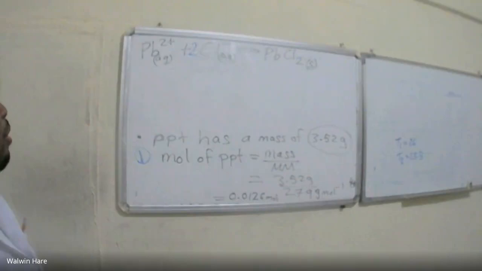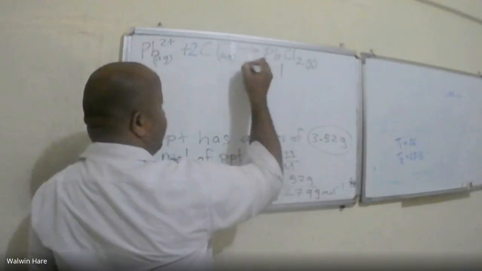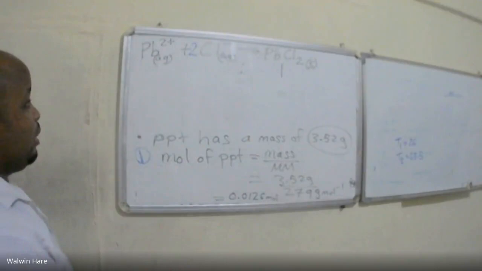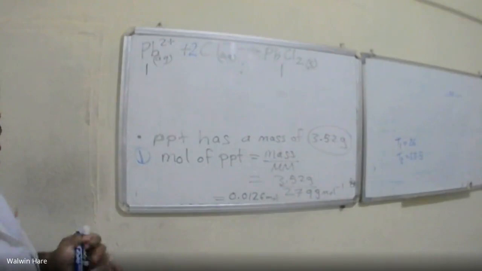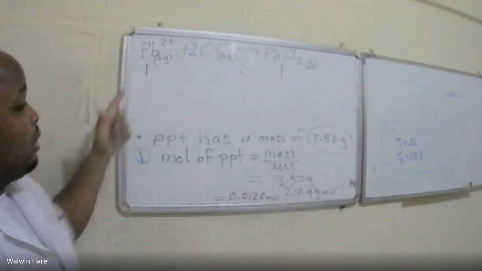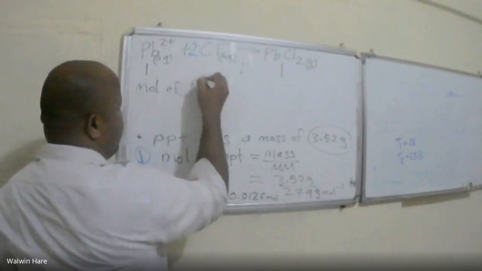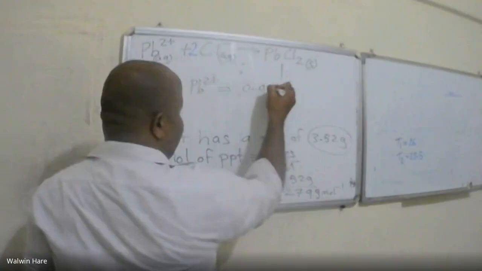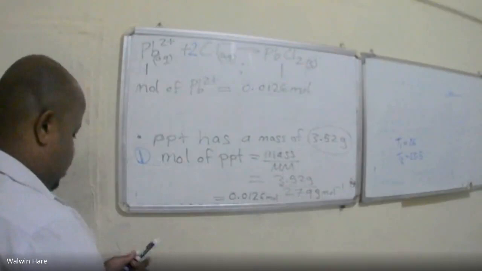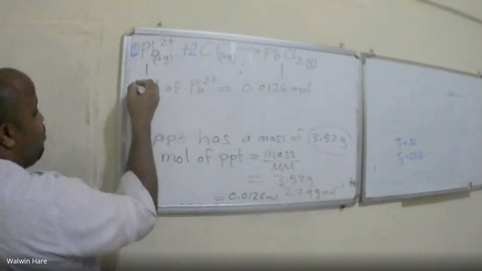So we calculate moles of precipitate, then we write the equation. Once you do that, we're going to write the mole ratio between the precipitate and the analyte, which is the ion or the compound we're interested in. We're interested in the lead ion. So the mole ratio between the analyte and the precipitate is 1:1. So the mole of lead ions, Pb2+, is equal to 0.0126 moles. Okay. So the first step, we calculate the mole, then we write our equation, then we use the mole ratio from the equation, we get the mole of our analyte.